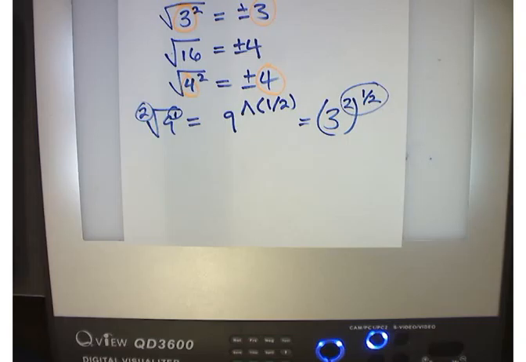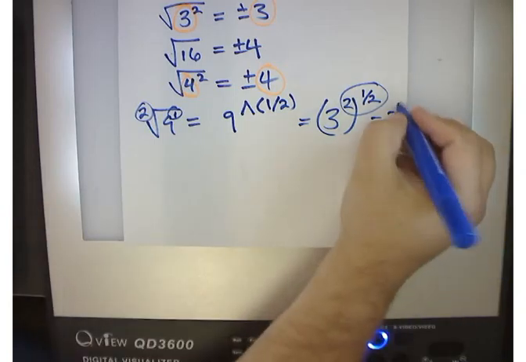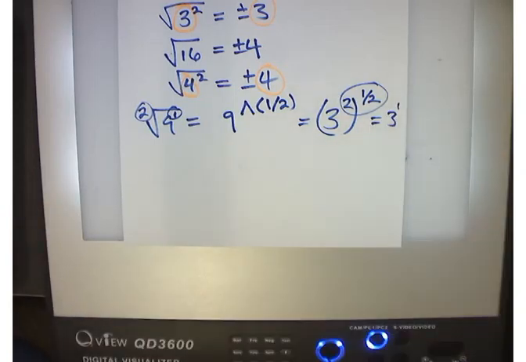When you raise a power to a power, what do we do? Multiply. So what's 2 times 1/2, or what's 1/2 of 2? 3 to the first power. Does that make sense? Now let's do this again.